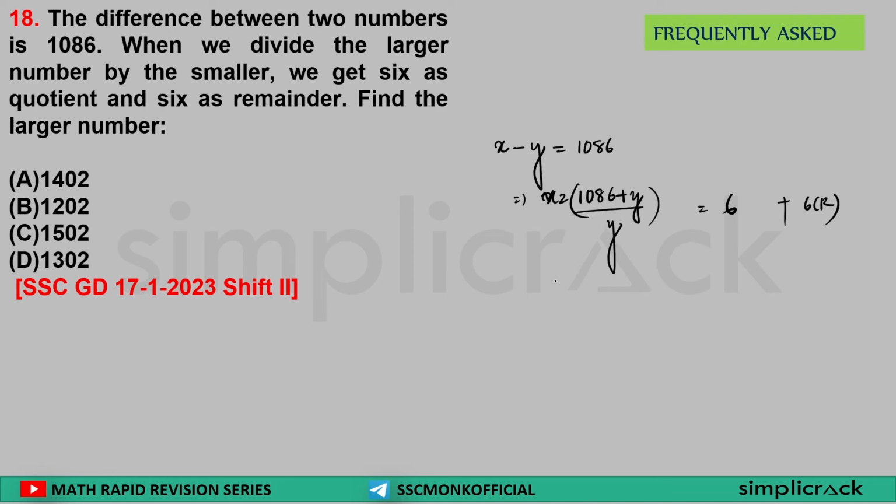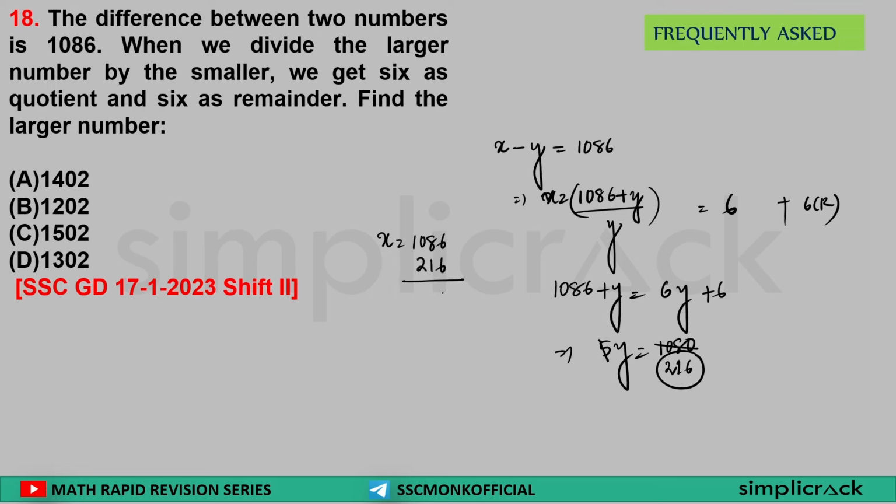Yes. That means 1086 plus y is equal to 6y plus 6. Or I can write 6y minus y, which is 5y, is equal to 1086 minus 6, that is 1080. So 5y is equal to this, so y will be 1080 divided by 5: 5 2s are 10, 5 1s are 5, 3 0, 5 6s are 30. So y is 216. So x is equal to 1086 plus 216, that is equal to 1302. So the answer is option D. Clear? Very simple.